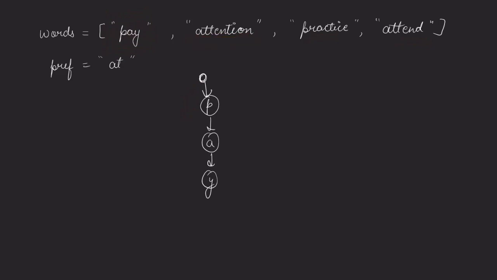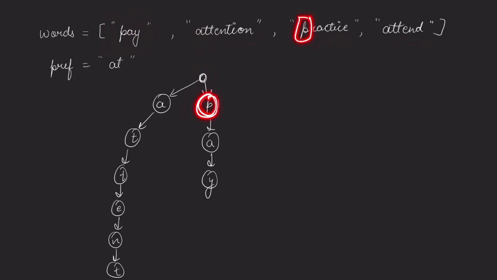Then we'll do the same thing for the next string. Here it is A. Now this root does not have any link to A, so we will create it, right? And then we have T, then E, then N, then T, and so on. Then if we come to this "practice", we see that at the root node for P we already have a link, so we will not create a new one, right? For this P, we will reuse this P. Then next we have an R. Now this P does not have a link to an R, so we will create it. So it will be R, A, C, T, and so on, right?